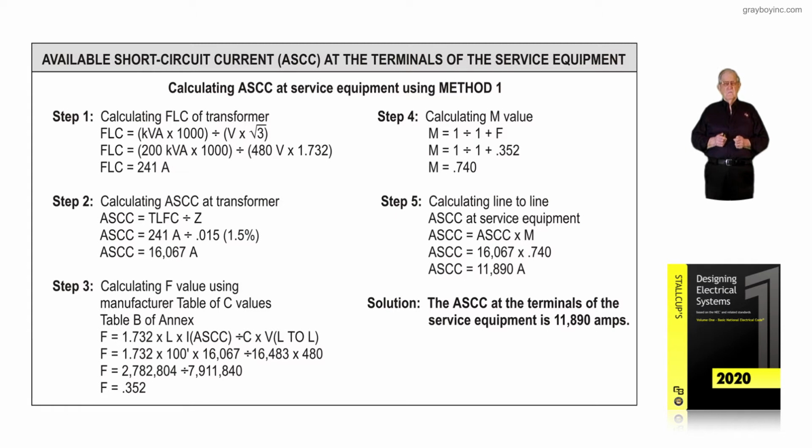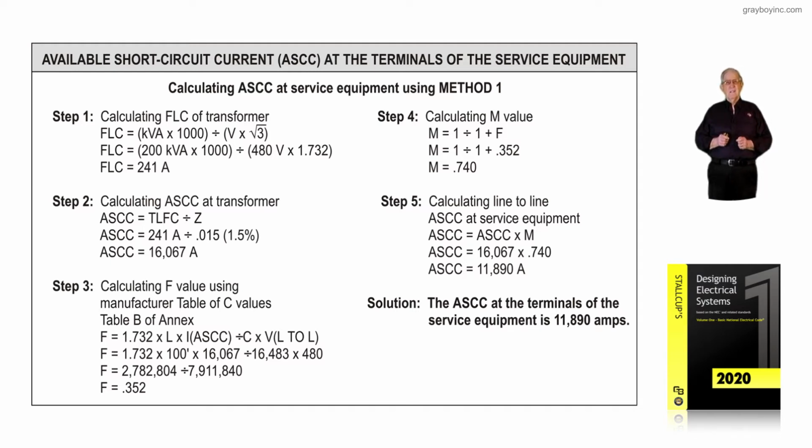Now we have to figure out what would be the available short circuit current at the transformer based upon the impedance of the transformer, step two. So the available short circuit current at the transformer is taking the 241 amps, the full load current rating in amps of the transformer, and dividing it by 1.5%, which converts to 0.015. And when we do our math there, we come up with 16,667 amps at the transformer.